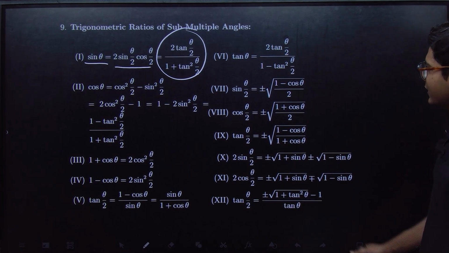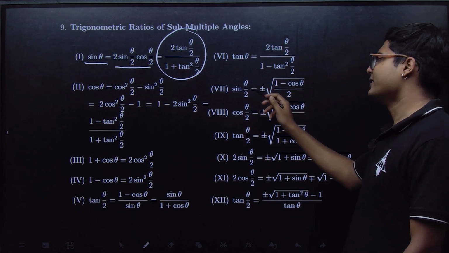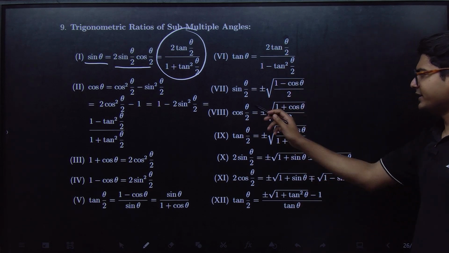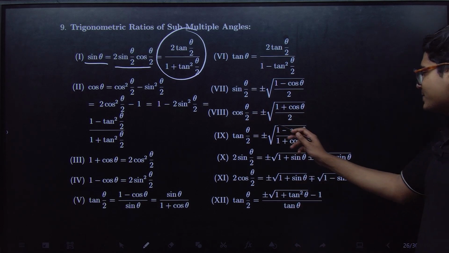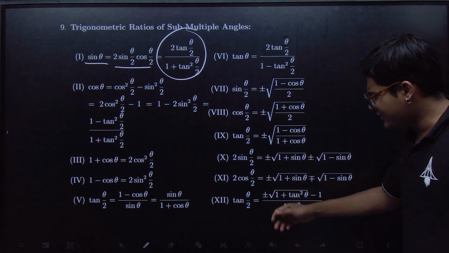Similarly, you can write tan theta as 2 tan theta by 2 by 1 minus tan square theta by 2. Sin theta by 2 again is plus or minus root over 1 minus cos theta by 2. Cos theta by 2 would be plus or minus root over 1 plus cos theta divided by 2. Tan theta by 2 is plus or minus square root of 1 minus cos theta by 1 plus cos theta. And same for the rest of these formulas.